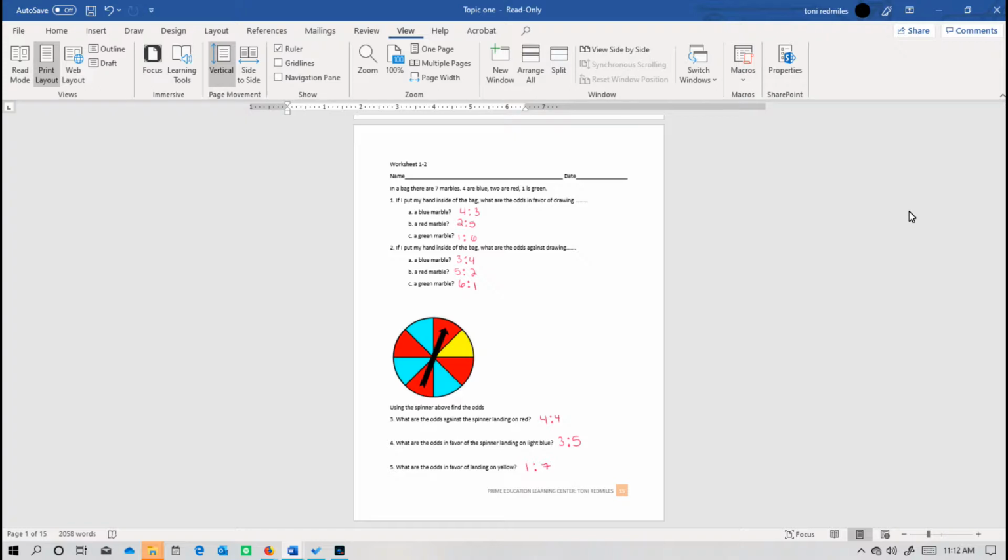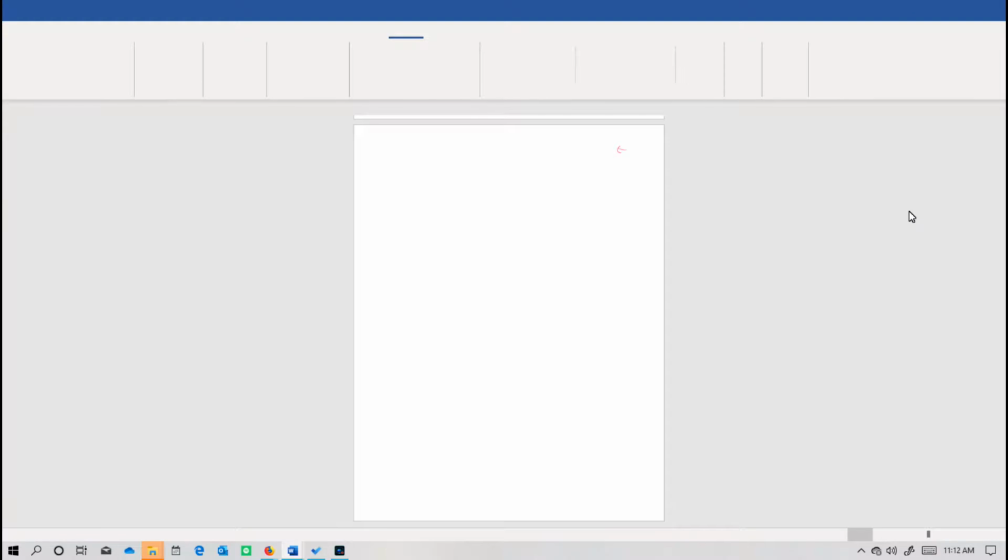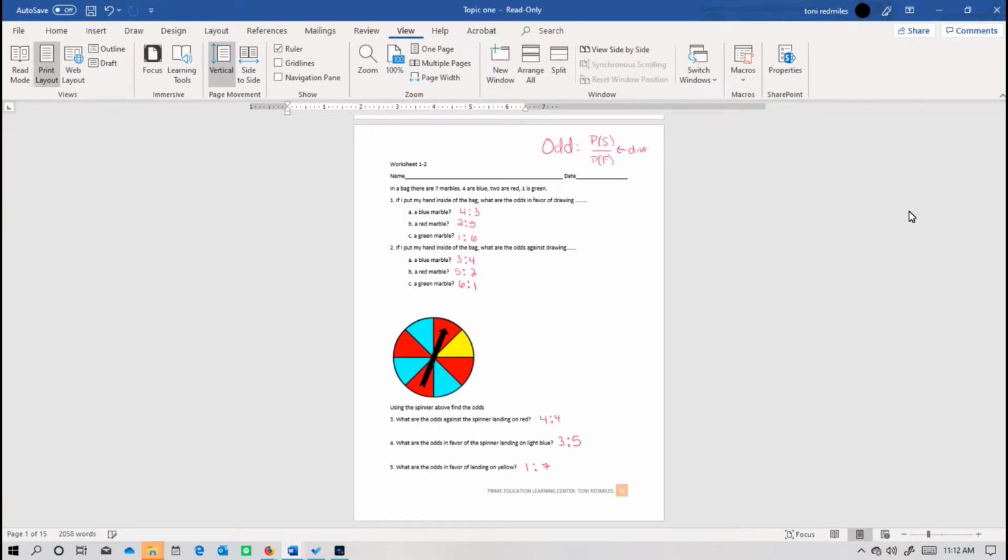So the odds formula is the probability of success over the probability of failure. Just remember that this means I'm dividing the two. I don't know, my word is glitchy.